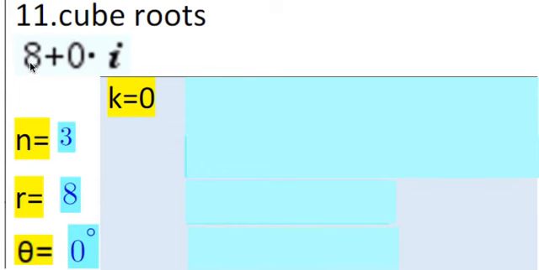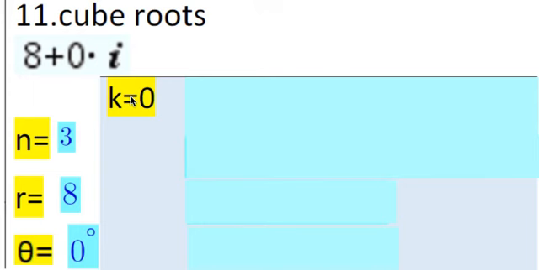The next thing we need is the modulus. Now, the nice thing is we have 8 and we have 0. So all we really need is 8 because 8 squared is 64 plus 0 is the square root of 64, which brings us right back to 8. The last thing we need is tan inverse of 0 over 8. Well, the tan inverse of 0 is 0. So since everything's positive, we know we're in the first quadrant. So 0 is the argument.